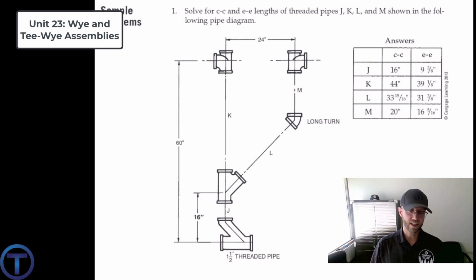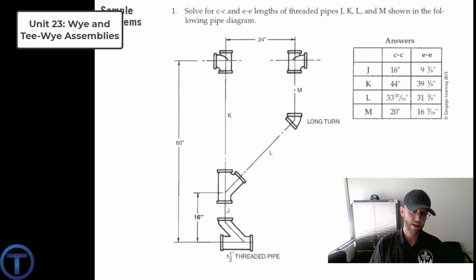Let's figure out our center to centers first, as we've done in the past. Starting at the bottom with J, it's given to us as 16 inches from the center of that combination fitting up to the center point of the Y as those pipe branches come together. Next, let's find K. We know from the left side that the overall is 60 inches. We know that J is 16 inches. So if we take 60 minus 16, we can get our K center to center measurement, which is 44 inches.